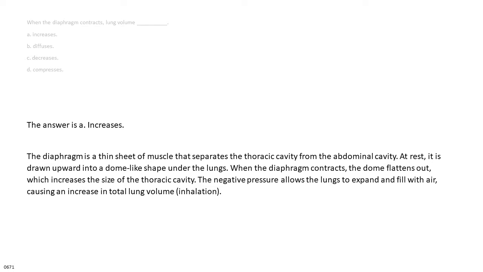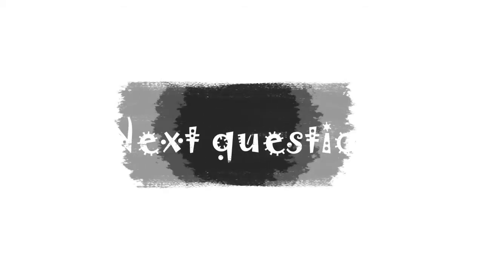The diaphragm is a thin sheet of muscle that separates the thoracic cavity from the abdominal cavity. At rest, it is drawn upward into a dome-like shape under the lungs. When the diaphragm contracts, the dome flattens out, which increases the size of the thoracic cavity. The negative pressure allows the lungs to expand and fill with air, causing an increase in total lung volume: inhalation.